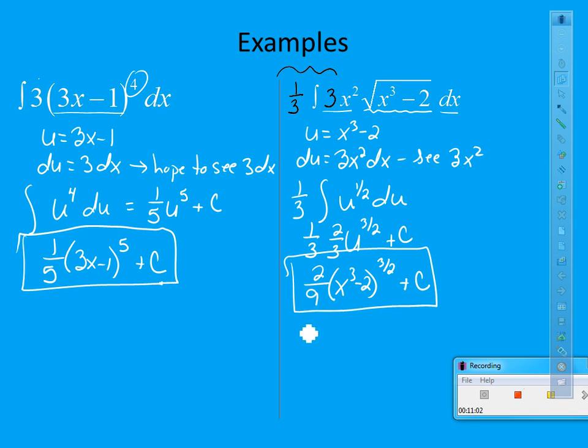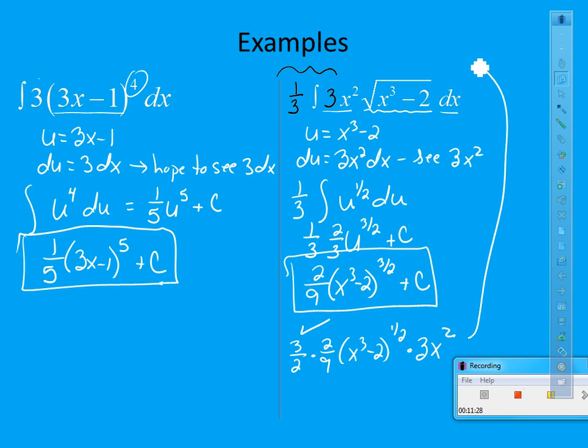Let me check this one, because I won't check them all, but if I was to do this derivative, I'd have 3/2 times 2/9 times (x cubed minus 2) to the 1/2 times 3x squared. I'm hoping when I simplify this, guys, I get all the way back to what I needed to start with. So check all this out. Oh, looks like my 2's can cancel out.